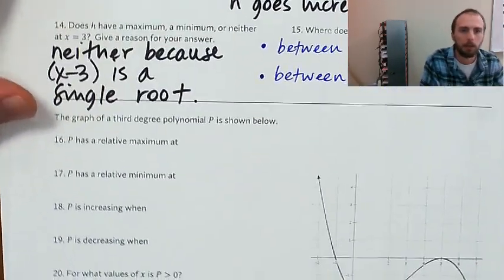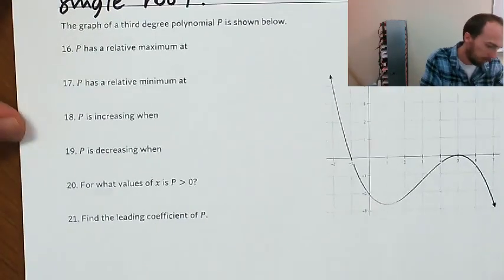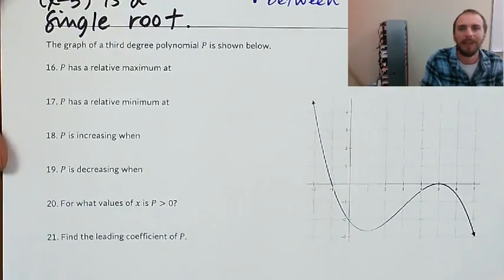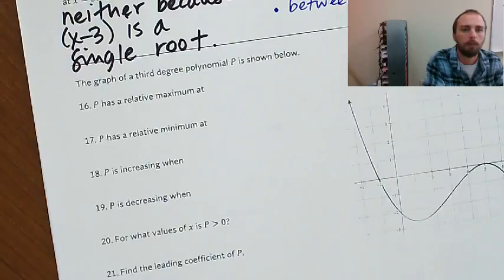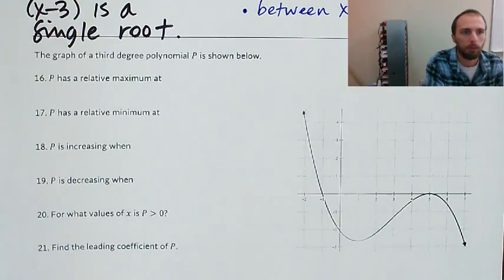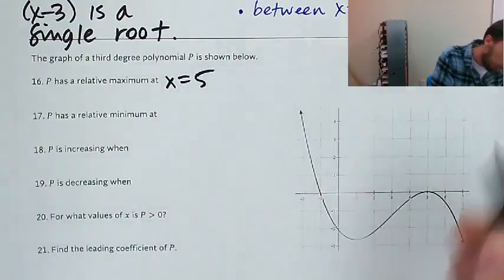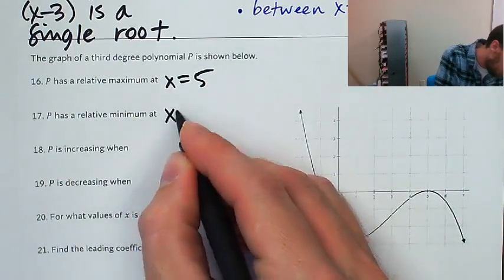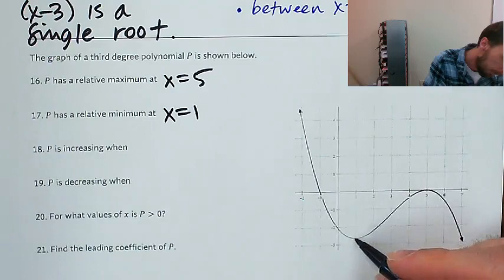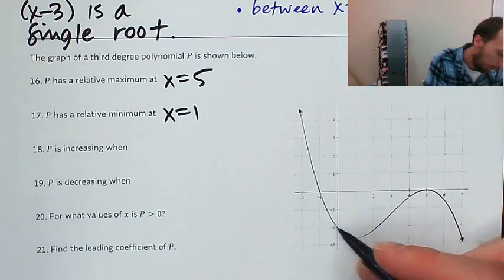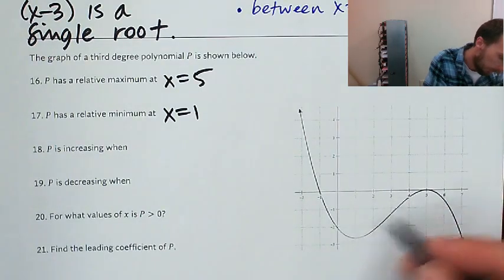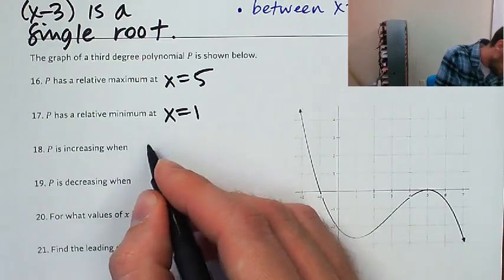The last set of problems is, here's a third-degree polynomial. I'm just going to go through these pretty quickly. Relative maximum at x equals 5. Relative minimum at x equals 1. Increasing only here where it's got a positive slope, where as I move left to right, the graph is going up. That's from x equals 1 to x equals 5.